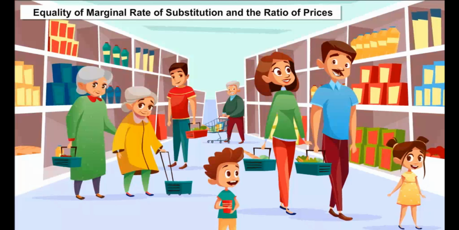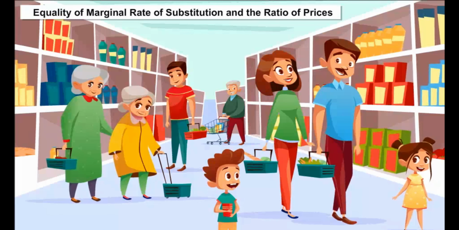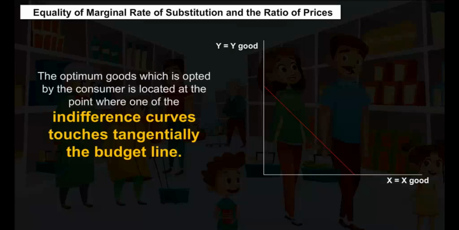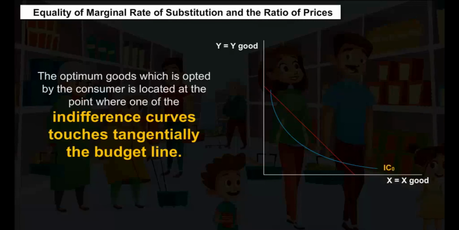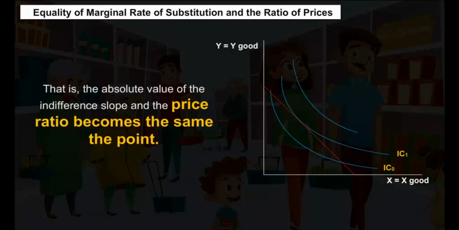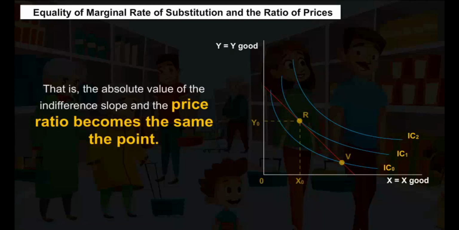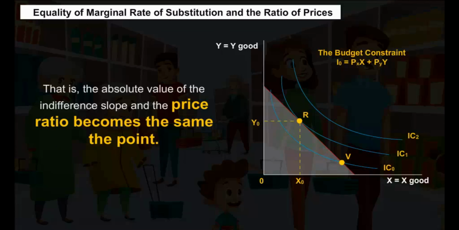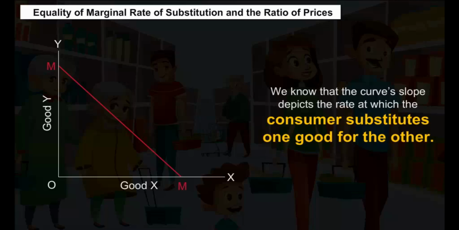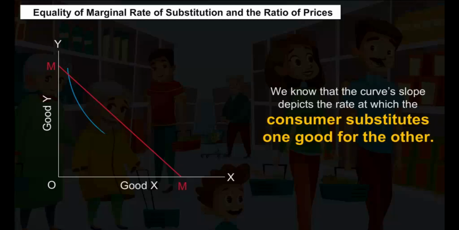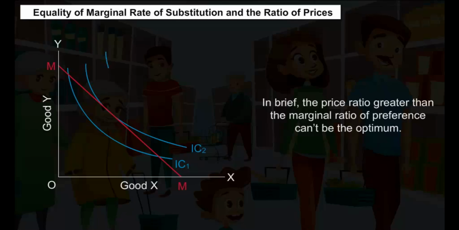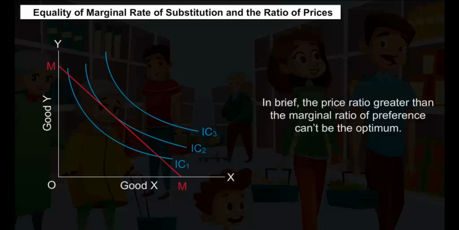Equality of marginal rate of substitution and the ratio of prices. The optimum bundle opted for by the consumer is located at the point where one of the indifference curves touches the budget line tangentially. That is, the absolute value of the indifference curve's slope and the price ratio become the same at that point. We know that the curve's slope depicts the rate at which the consumer substitutes one good for the other. In brief, a price ratio greater than the marginal rate of substitution can't be the optimum.